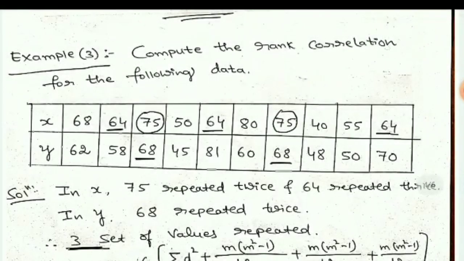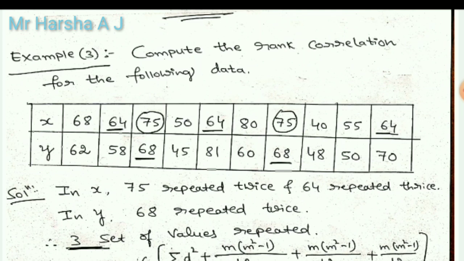It's very important. Compute the rank correlation for the following data. Here they have given what looks like marks for different students in two subjects, say X and Y. 68, 64, 75, and so on in X, and in Y 62, 58, 68, and so on. Now, as I mentioned, first you observe in X that 75 is repeated twice, right? 64 is also repeated thrice in X. So altogether there are two sets of values repeated in X. Go for Y. Observe carefully. The number 68 is repeated twice, right? Therefore, in the given data there are three sets of values repeated.